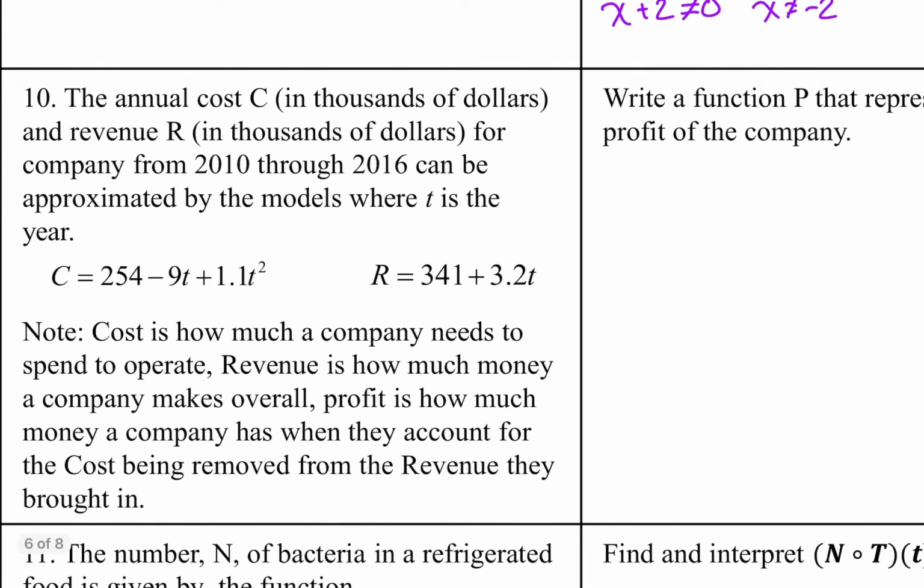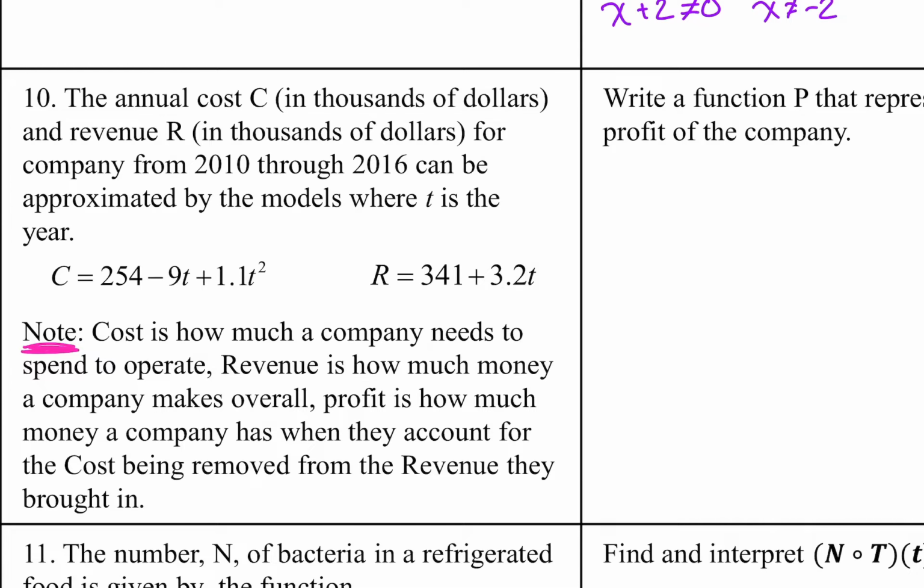All right, for 10, we have to know a little bit about some business words. It says the annual cost and revenue for a company from 2010 to 2016 can be approximated by the models below, where t is the year. And they gave us 2 equations. I put this little extra bonus note here to help you.